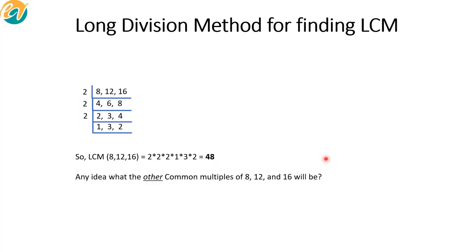Incidentally, mind you, this is the lowest or the least common multiple of 8, 12, and 16. What would be the other common multiples of 8, 12, and 16? Think about it. 48 is obviously a common multiple. What are the other common multiples? Well, 48 obviously is the least common multiple. The next common multiple would be 48 into 2. The next one would be 48 into 3, 48 into 4, and so on till infinity.